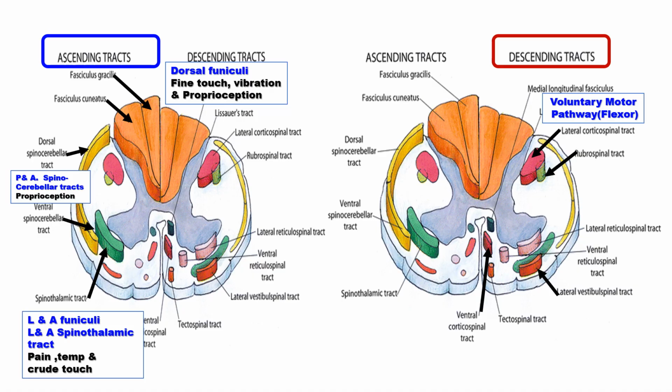Then we have the lateral vestibulospinal tract and ventral reticulospinal tract. Lateral vestibulospinal tract starts from the vestibular nucleus. Ventral reticulospinal tract starts from the pontine reticular formation. Both these tracts are concerned with voluntary motor pathway, mainly influencing the extensor musculature and inhibiting the flexor musculature.